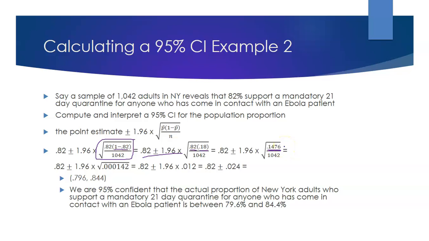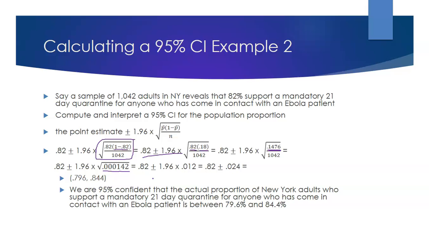0.1476. Now the next step in following the order of operations is to do the division here. So 0.1476 divided by 1,042. Putting that in your calculator gives us a value of 0.000142.